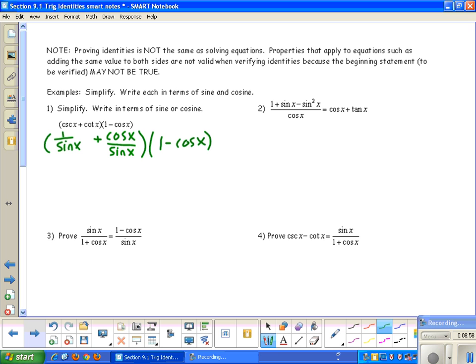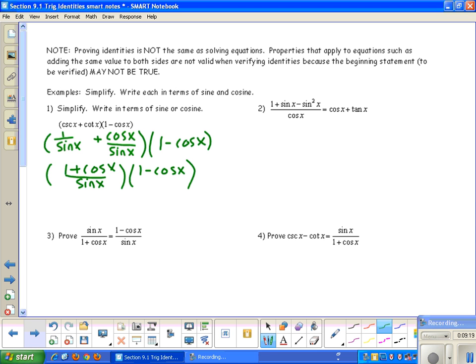Now, whenever I'm simplifying, I want to get all the terms together and combine them. I have two fractions here for the first binomial, so I want to combine them. Because they have the same denominator, I can do that. So I have 1 plus cosine x over sine x, times 1 minus cosine x.